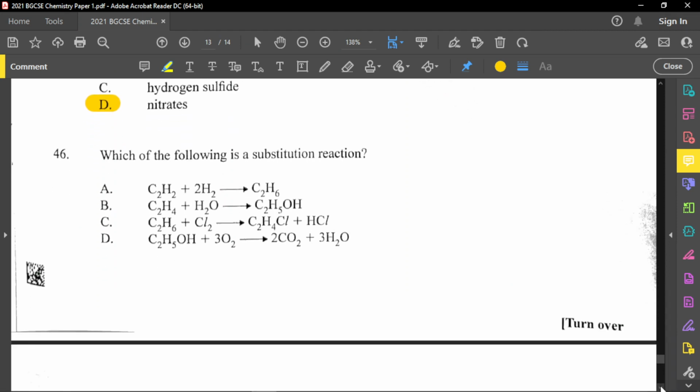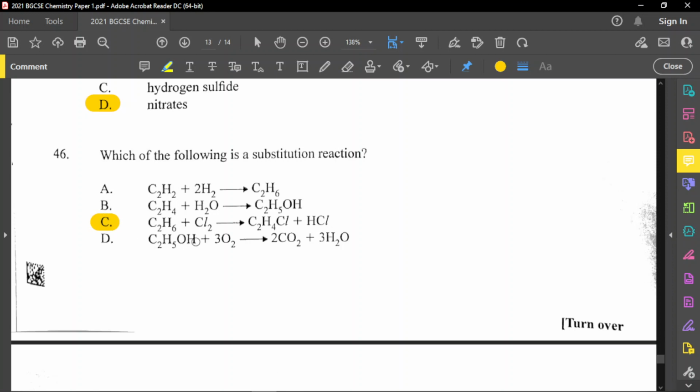46. It says, which of the following is a substitution reaction? We have 4 more questions to do after this. If you look at the first one, it is an addition reaction. The two H's add to this H to give you 6 H's. The second reaction is also an addition reaction. This one here is a substitution reaction, because one of the H's will be replaced by one of the Cl. Matter of fact, here you have H6 and here you have H4 and a Cl, right? So the H is replaced by a Cl. So yeah, this is a substitution reaction.